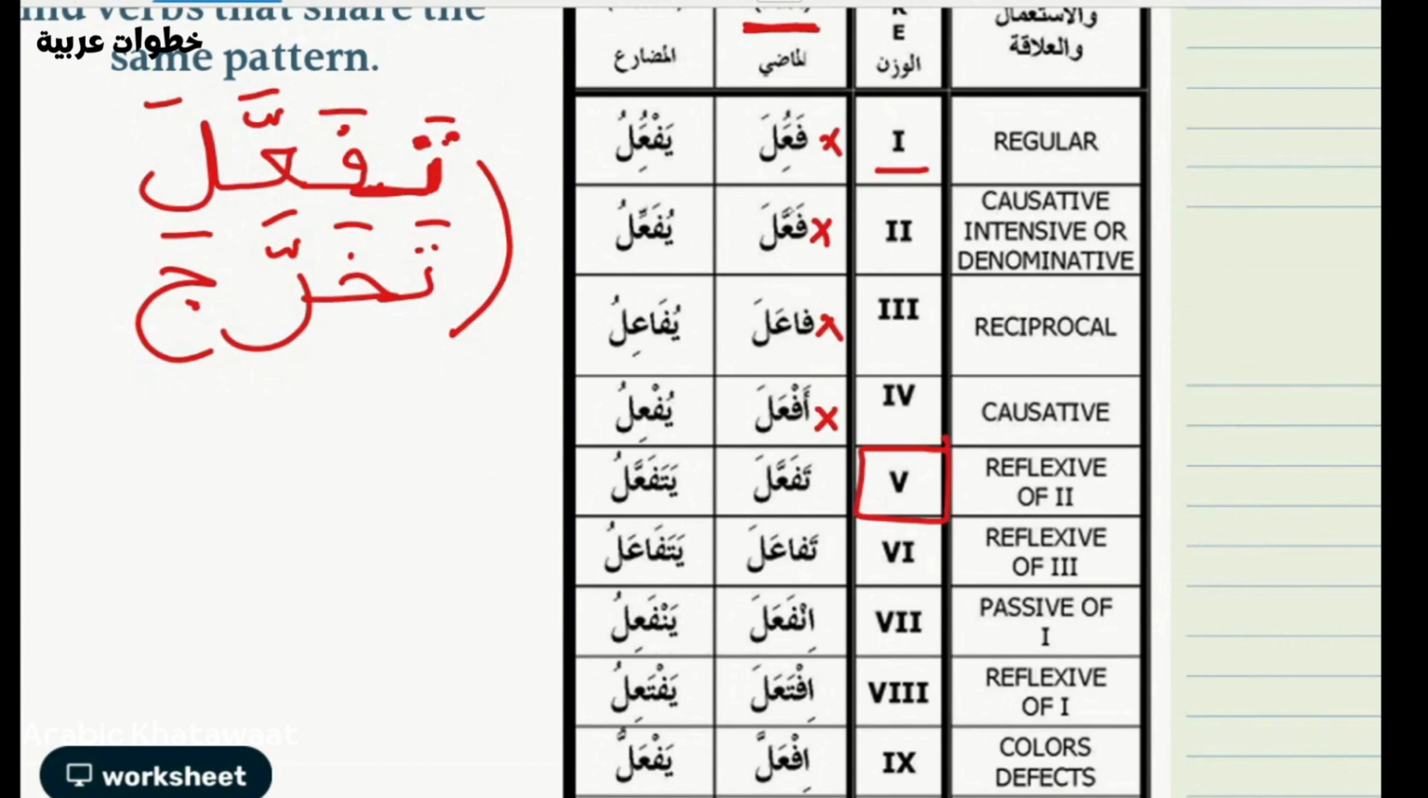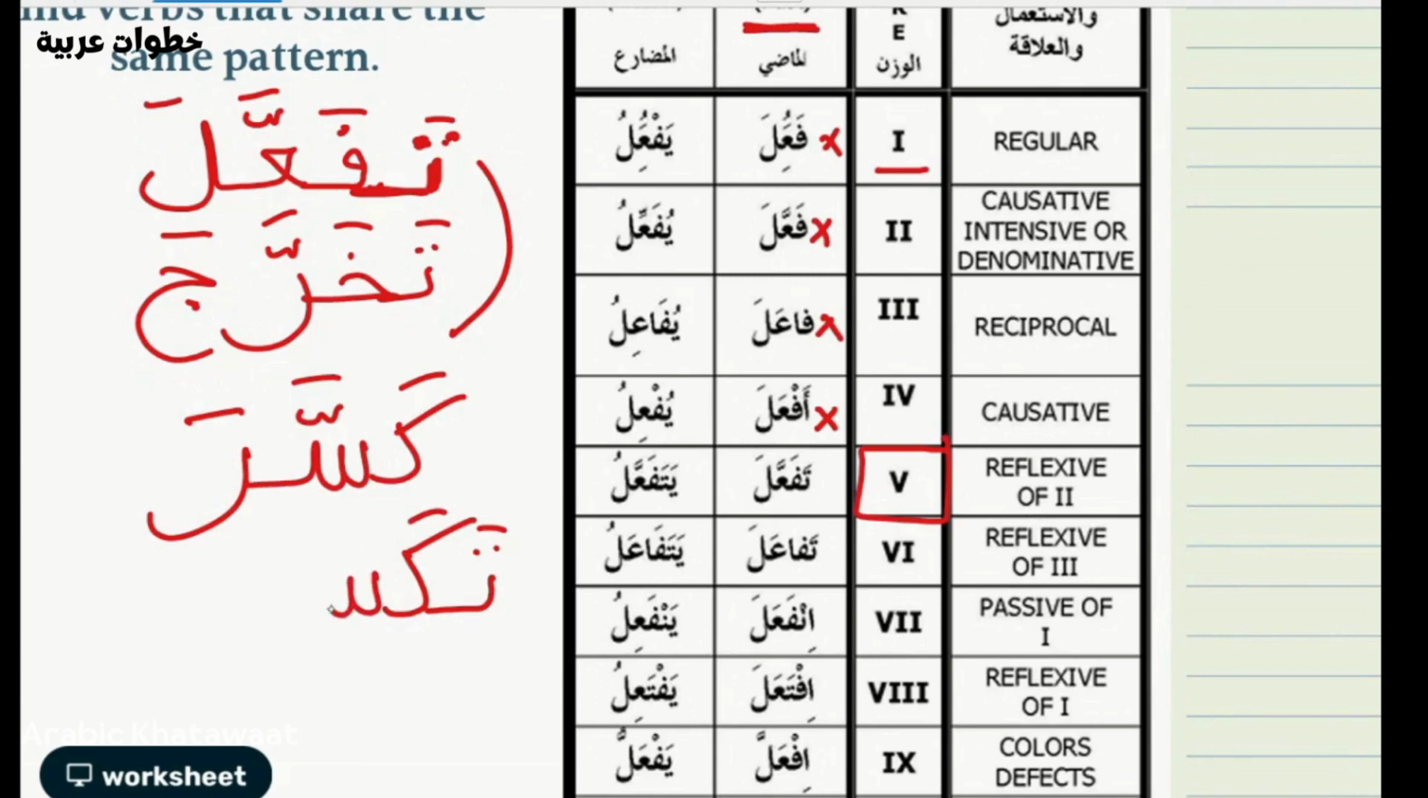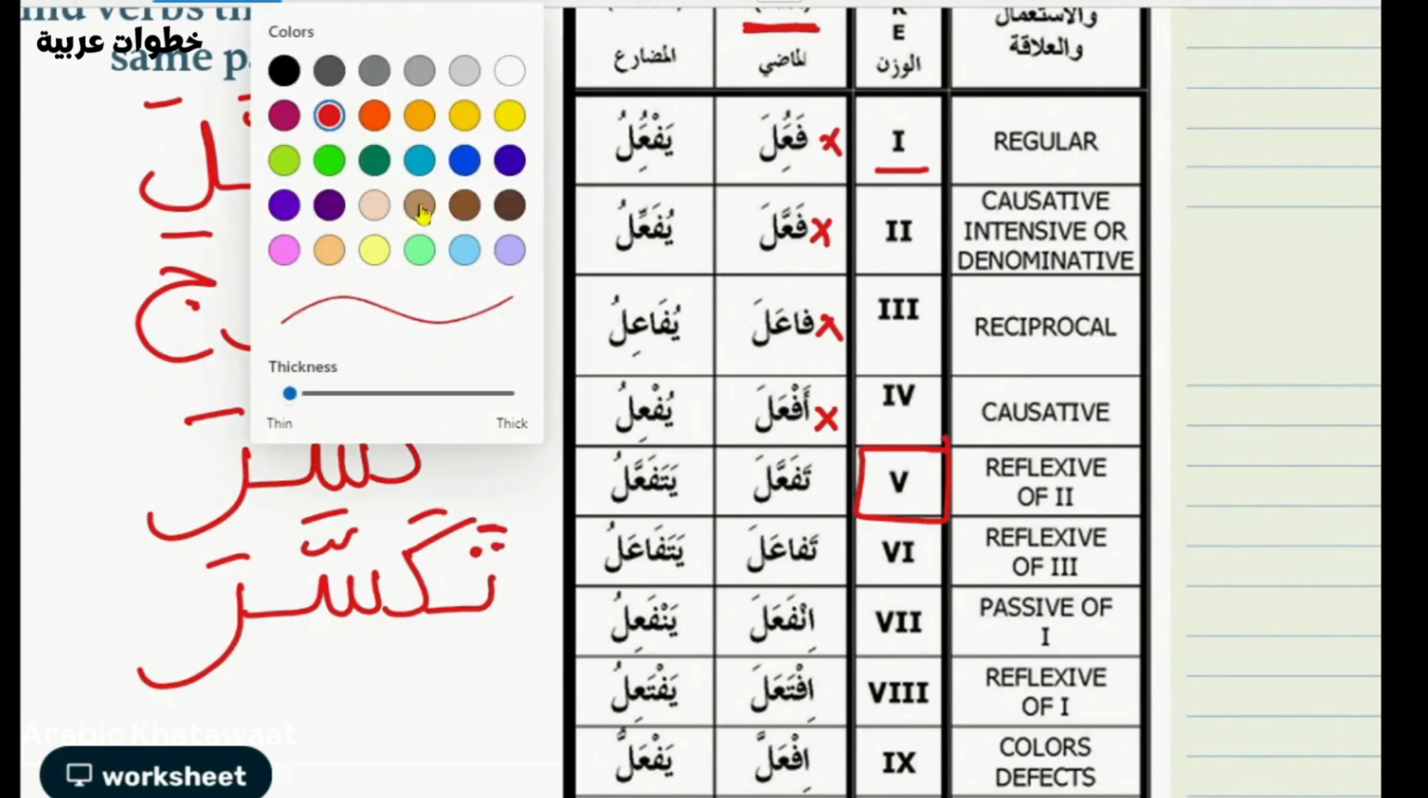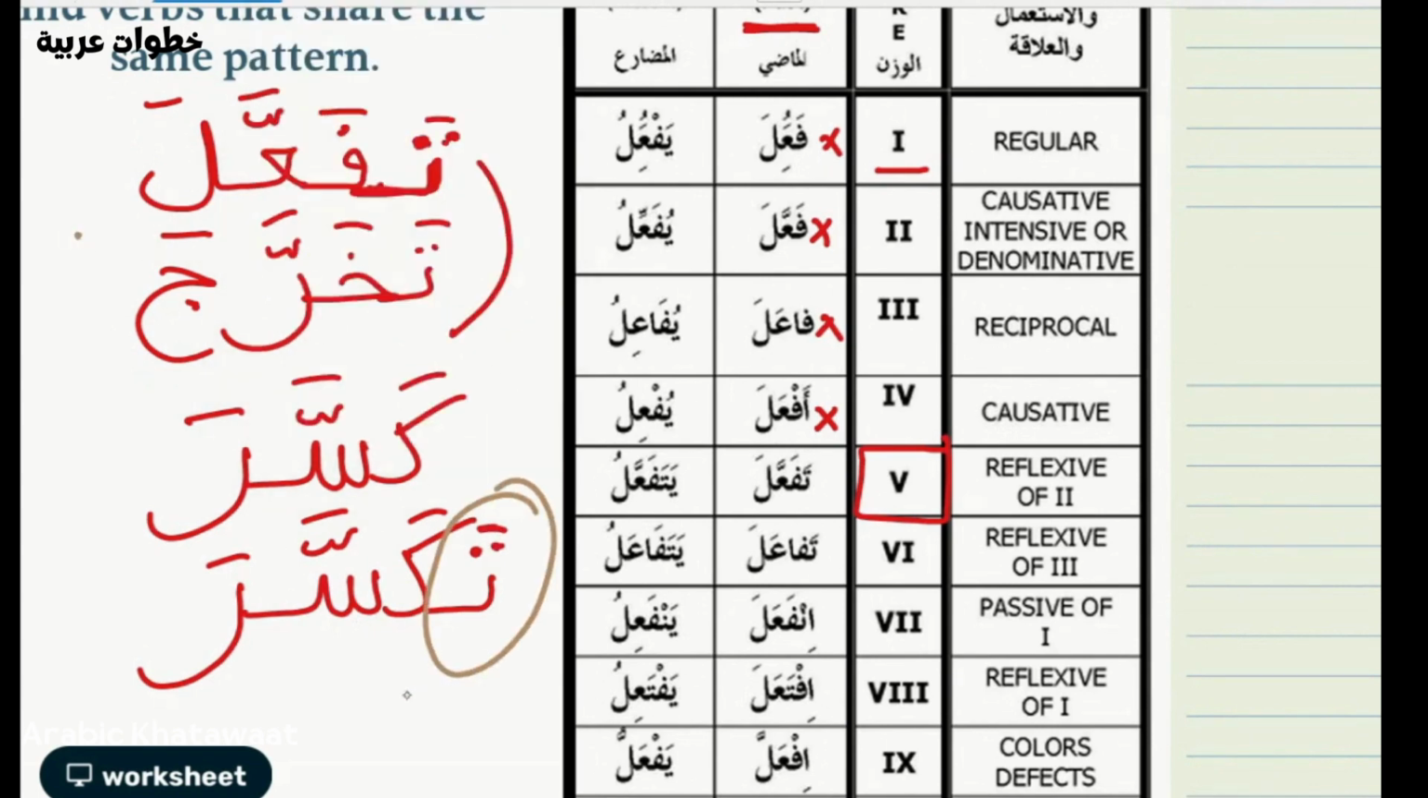So if I say kasara or kassara, he broke. Kassara, forcefully broke. And I say takassara, it broke. I don't know who broke it, but it broke. That one, with the ta, it reflects 2, meaning it broke, but somebody broke it. We don't know who. So if it reflects someone doing the action. But I say takassara, I don't know who broke it.